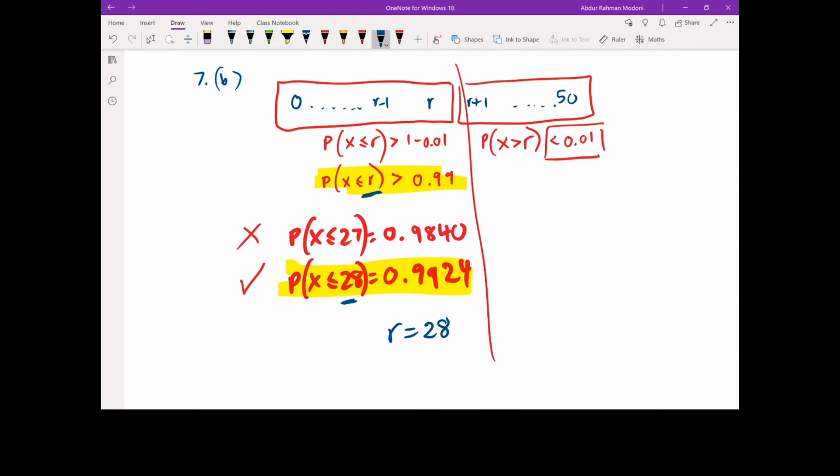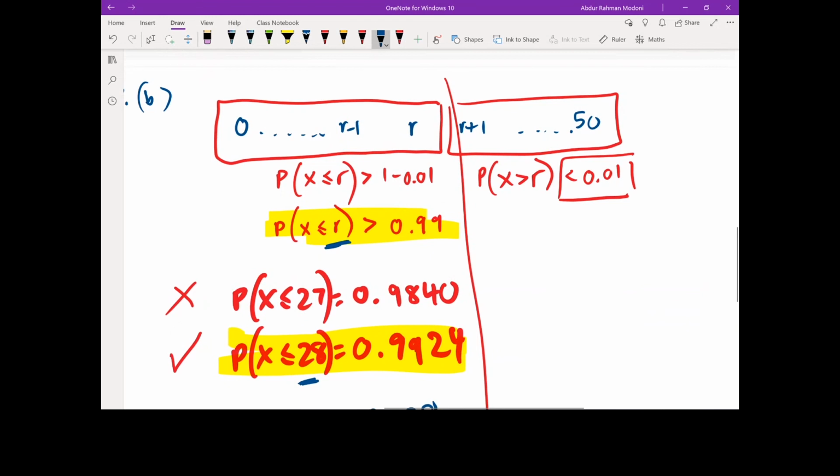I haven't answered the question yet. All I've done is I found out what R is. Do you see our number line? What we've got? There's the R value there. That value here is 28. I can write that down here if it helps, 28. So this must be 29.